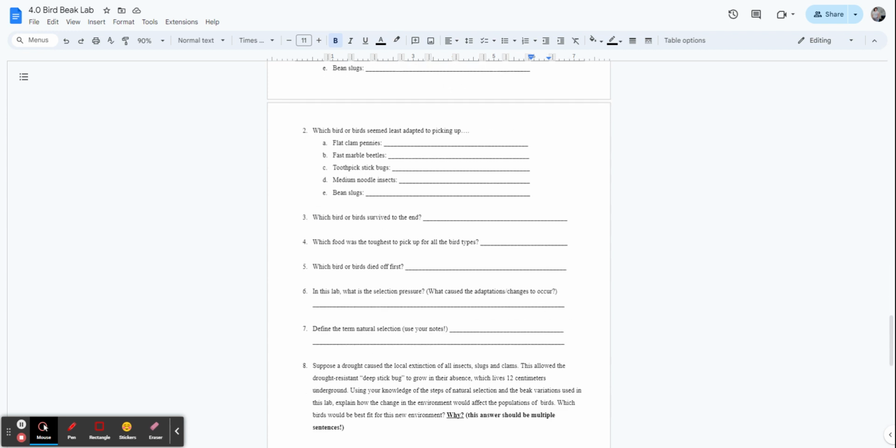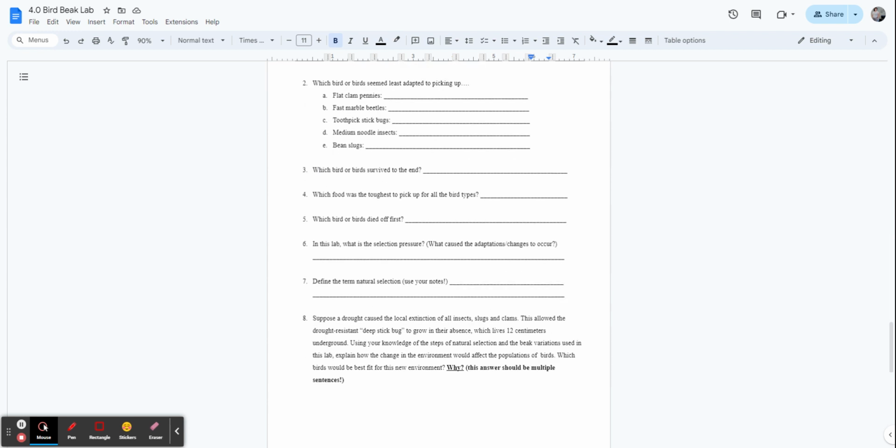Tell me which bird or birds survived to the end, which food was the toughest to pick up for all the bird types. So this one, we're looking for the lowest number in all of the birds. Which bird died off first?